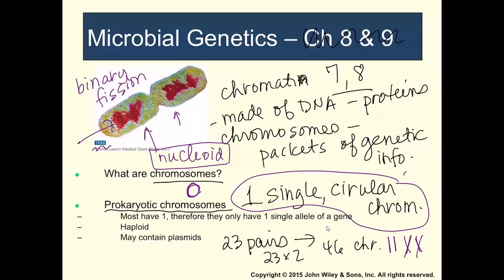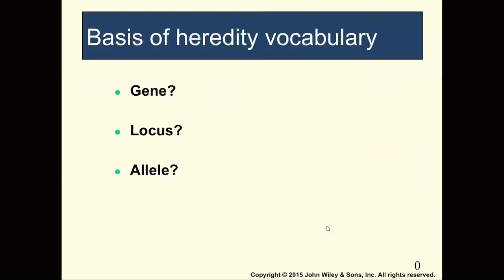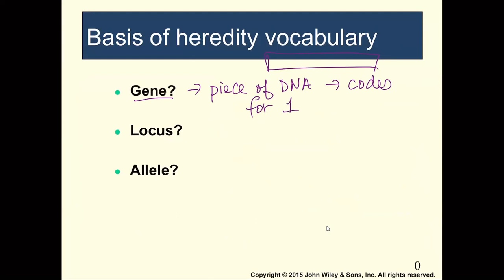Let's go back here. Okay, now we're going to talk about plasmids. So sometimes bacteria have plasmids. I mentioned it before. We'll keep talking about it. Okay, now some vocabulary, which most of you are probably familiar with, but let's just make sure you are. So a gene is a piece of DNA or a segment of DNA, and usually it codes for one protein.